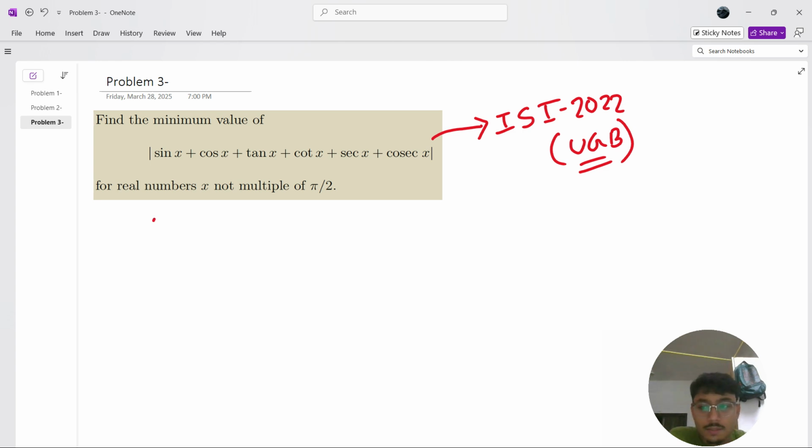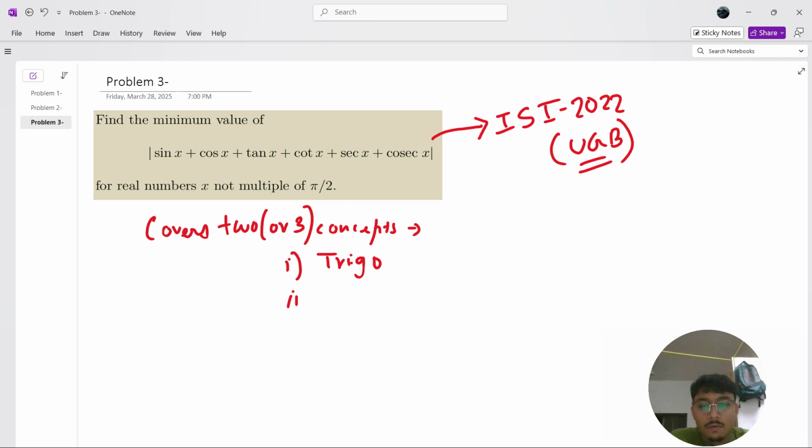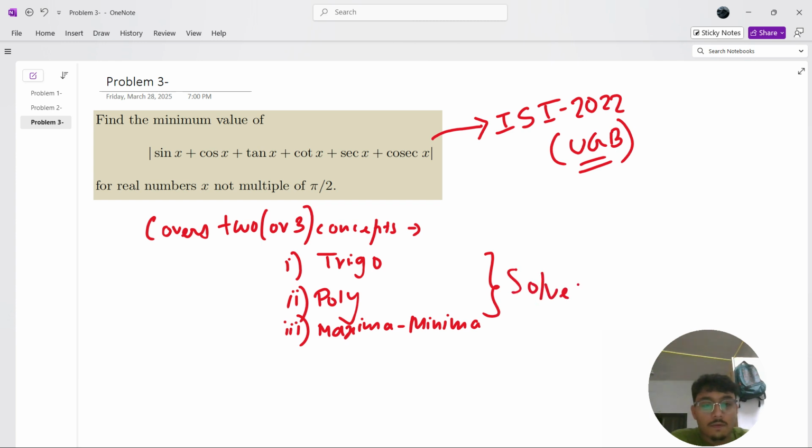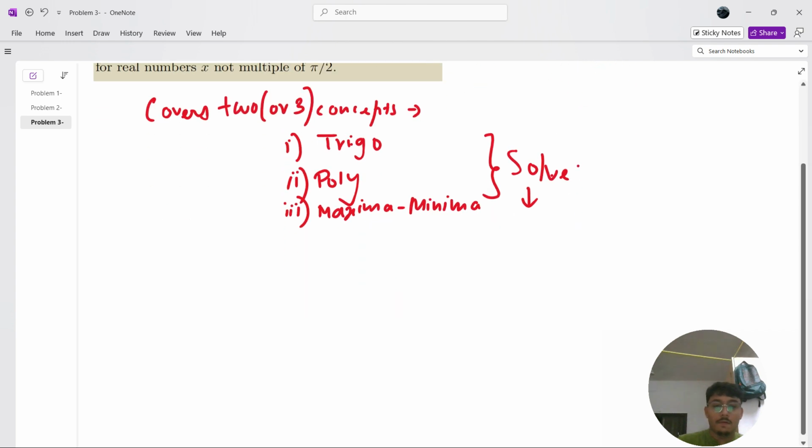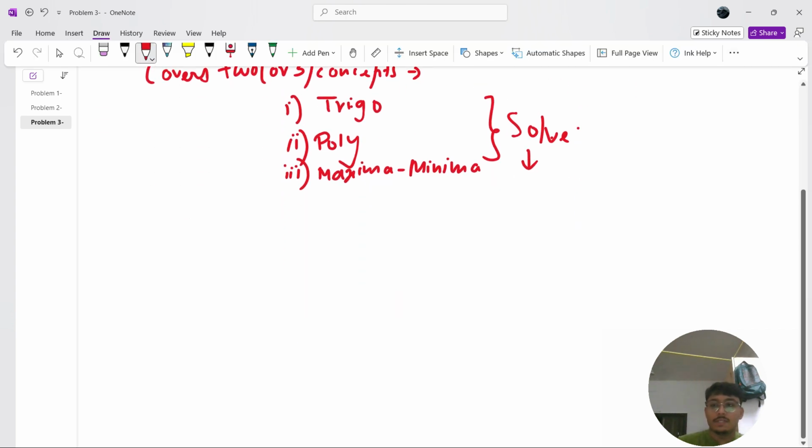So this question covers two or three concepts. One is your trigonometry. Number two is polynomials. And number three is maximum minimum. Interesting question. Let's get down to solving it. Just a second, I will be changing my color to black.